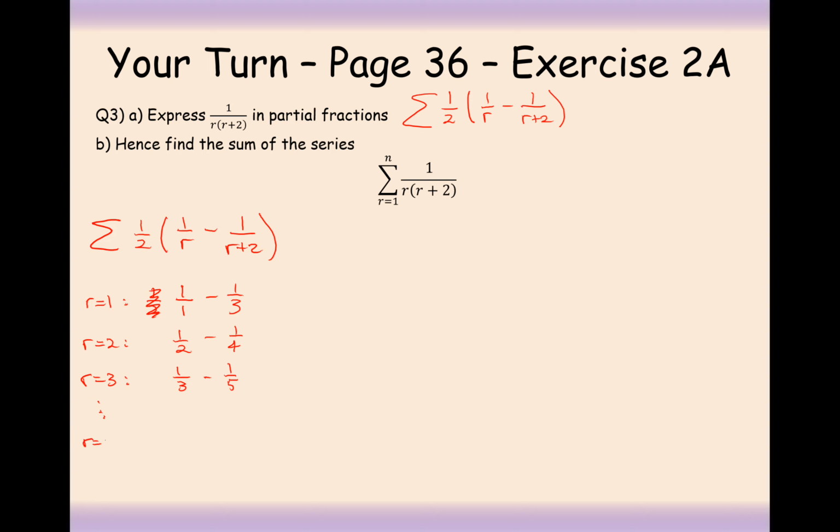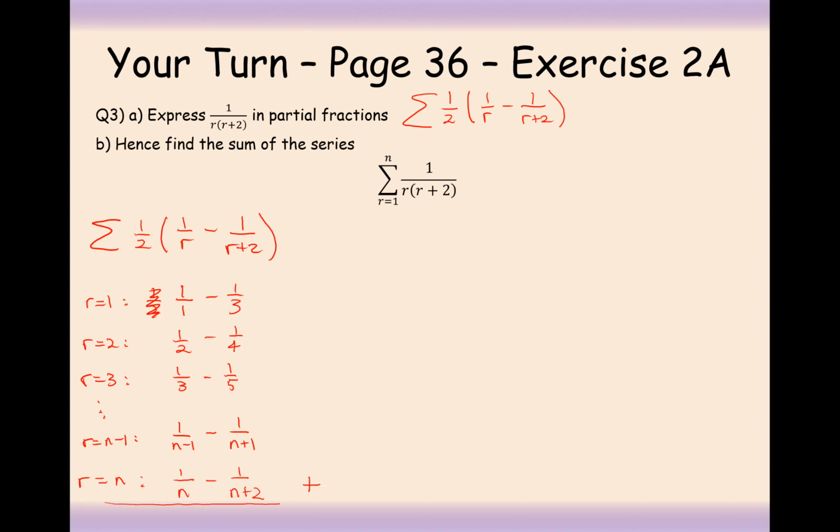When we get r equals n minus 1, we're going to get 1 over n minus 1 minus 1 over n plus 1. And then when we plug in n, that's going to give us 1 over n minus 1 over n plus 2. So let's have a look at then what will cancel out when we add all of this stuff together.